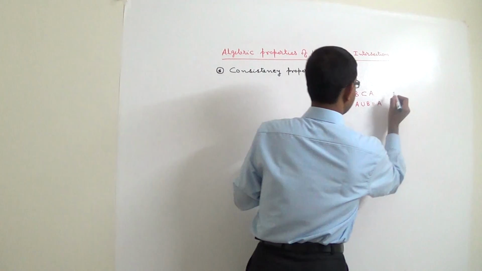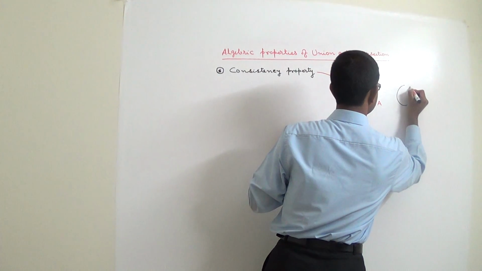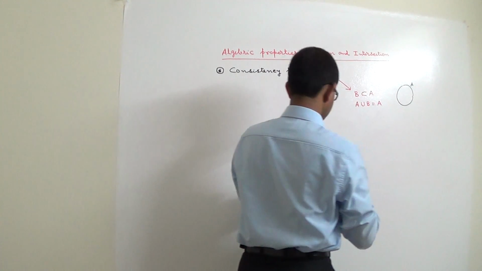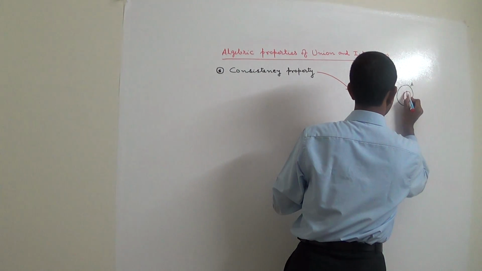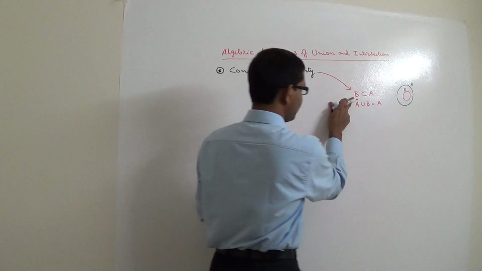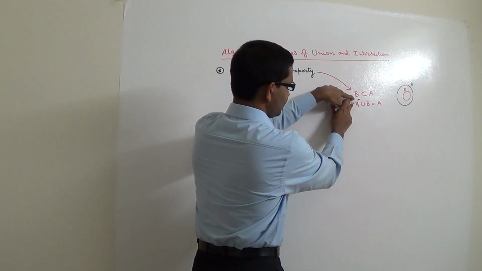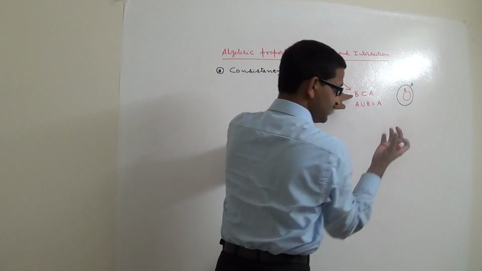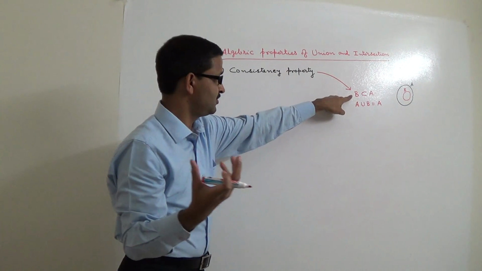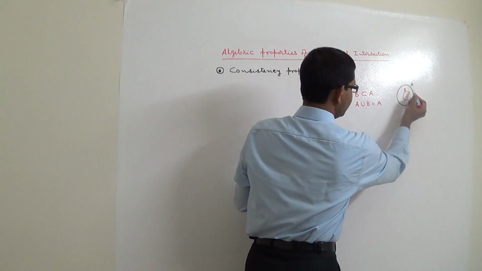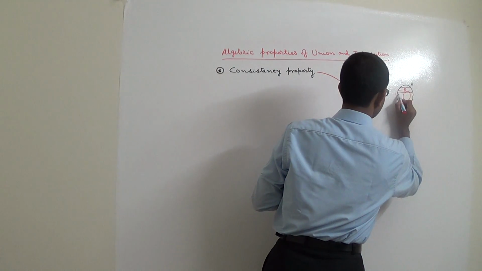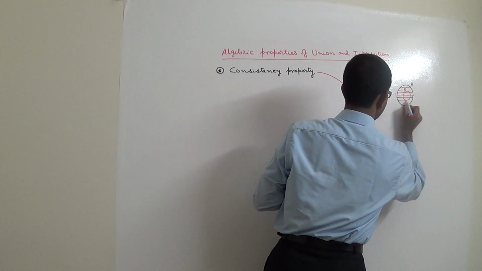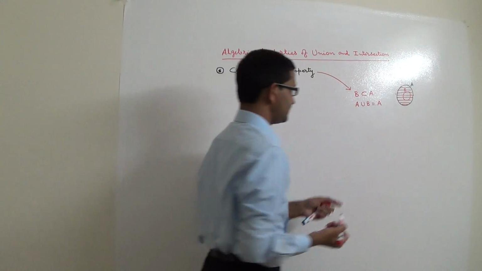Suppose this is the set A and this is the set B. Obviously, because all the elements of B are the elements of A, B should be inside A in the circular form. So now, if you take the union of A and B, it should be the entire outer region, which is nothing but A.